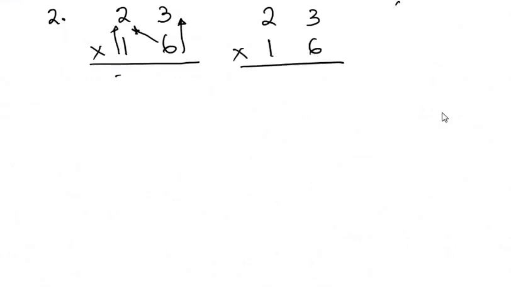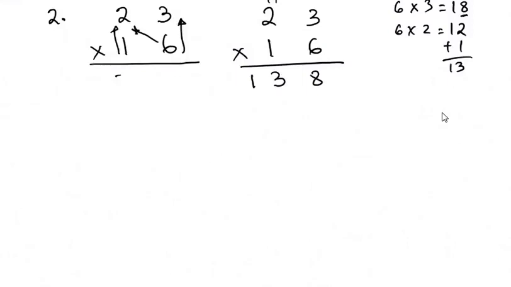So first thing, 6 will multiply 3, and that gives us 18. So remember, left and right, we're going to write 8. We have 1, we carry 1, like we did in our previous video. So 6 will multiply 2, and that gives us 12, plus 1 that we carried, and that becomes 13. So we have 138.